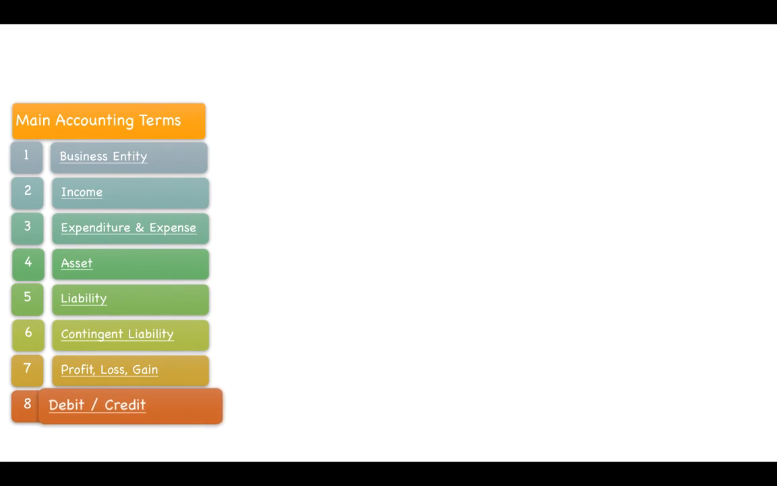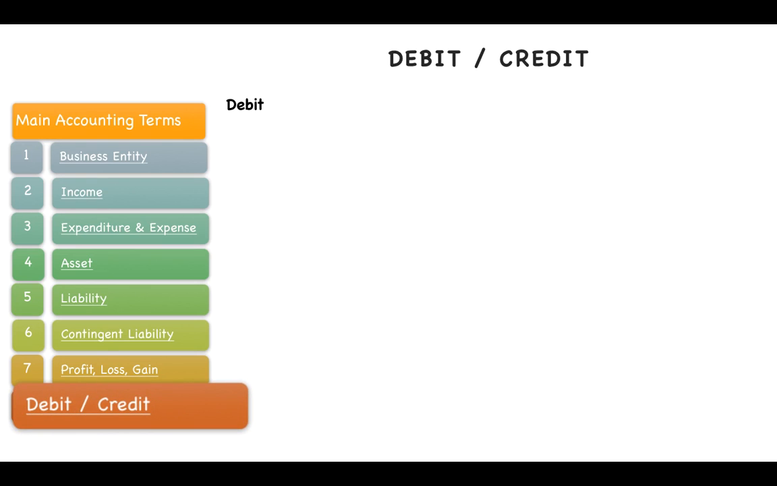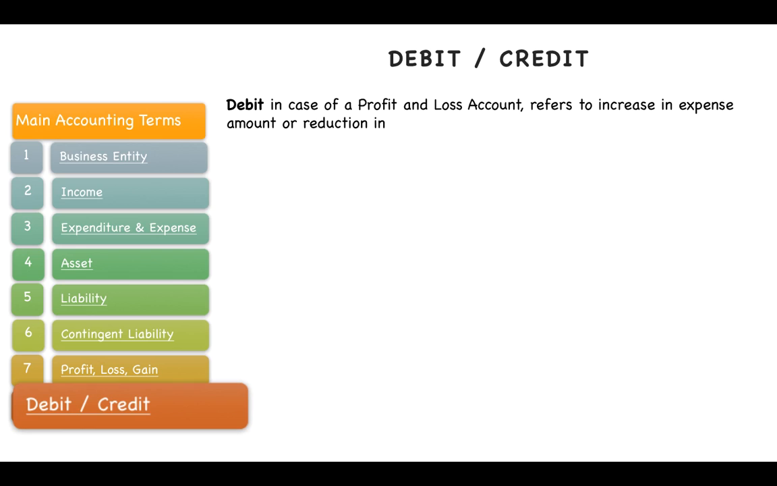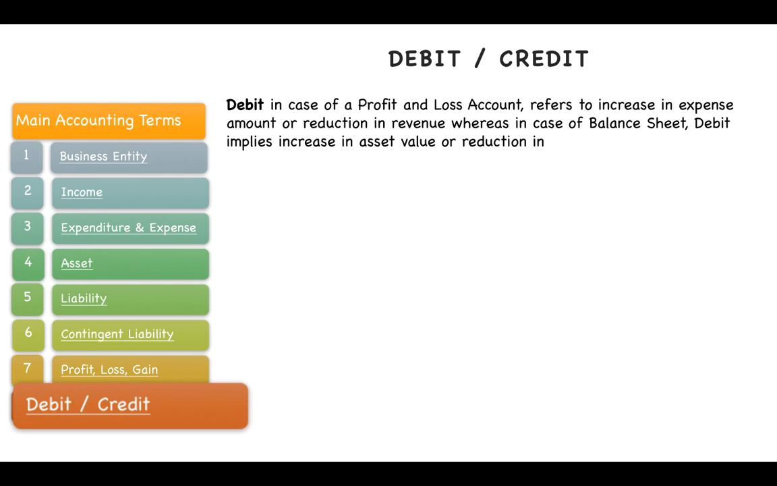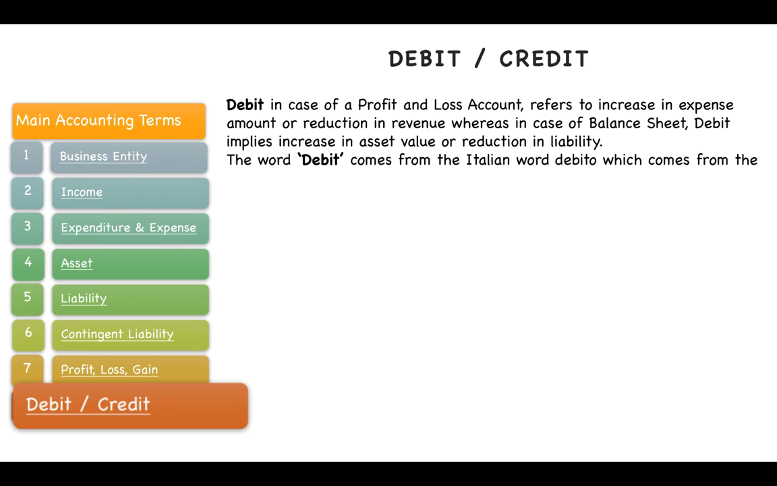Important one: debit, credit. Debit in case of a profit and loss statement or account refers to an increase in expense or reduction in revenue, whereas in case of a balance sheet, debit implies an increase in asset value or reduction in liability. The word debit comes from the Italian word debito, which comes from the Latin debita or debio.